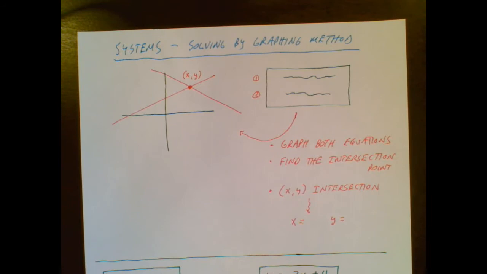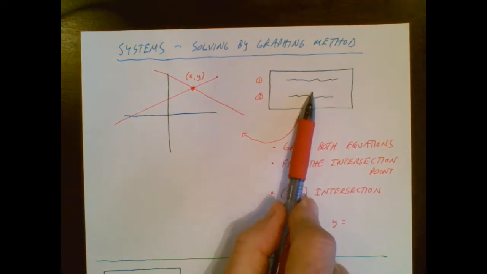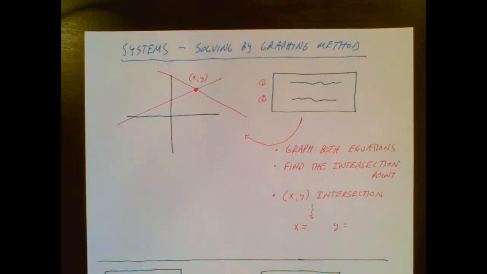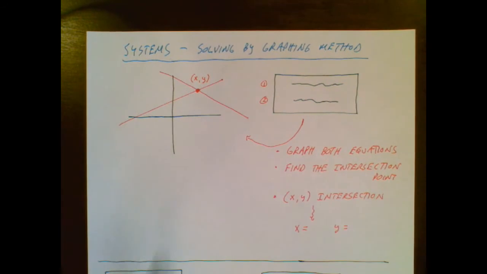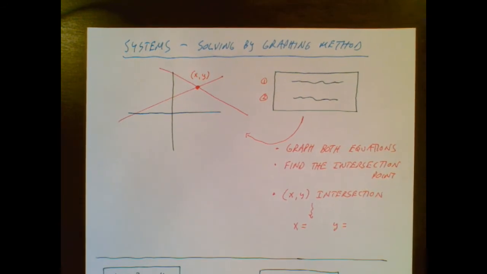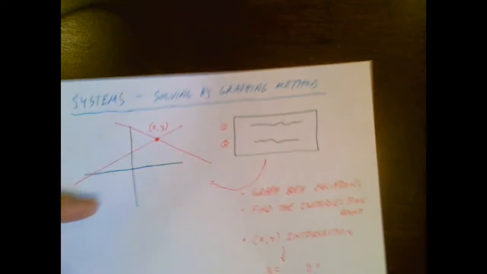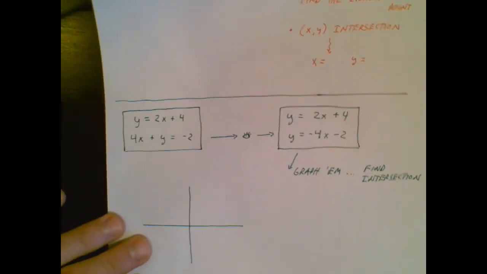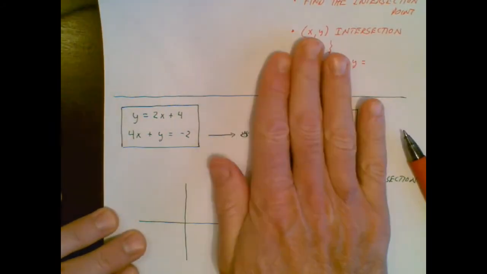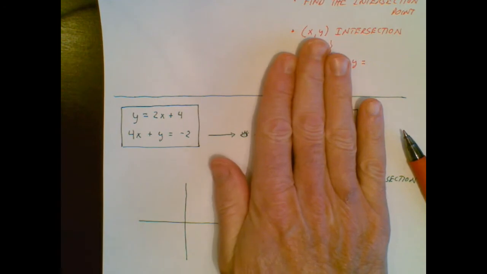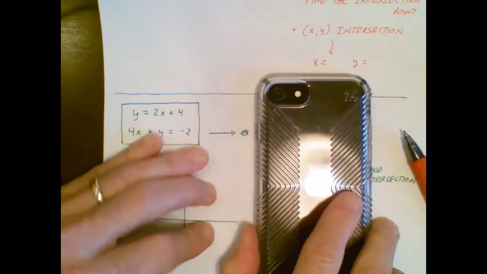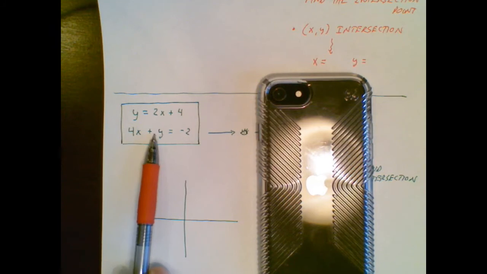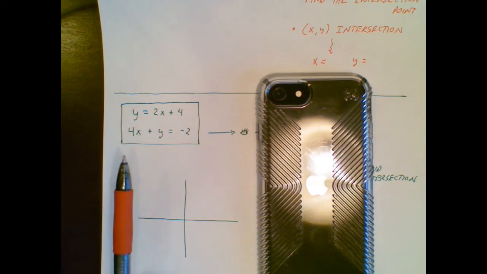So here's what we need to do. Every time you have a system of equations and you're going to solve it by the graphing method, graph both of them, find that intersection point, and you're almost done. So let's start off with this example. We'll cover this up, it's secret right now. I have a system of equations and I'm going to solve it by the graphing method.